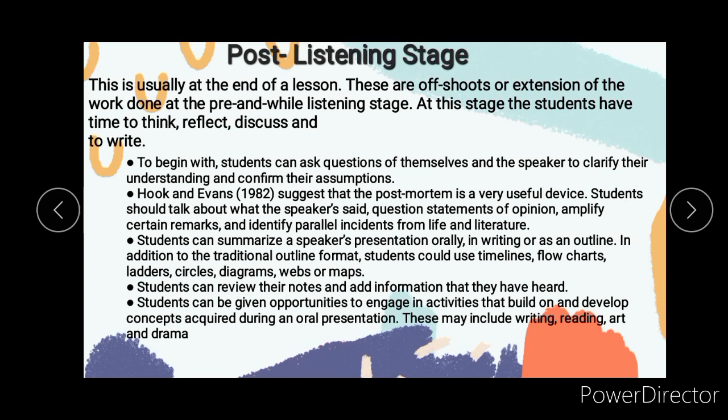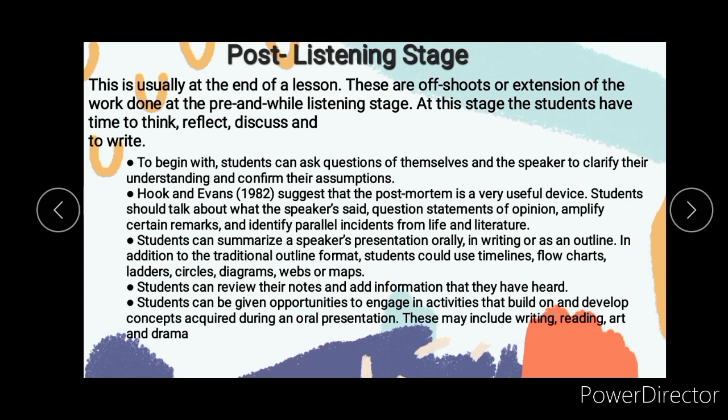Post-listening stage. This is usually at the end of a lesson. These are offshoots or extensions of the work done at the pre- and while-listening stage. At this stage, the students have time to think, reflect, discuss, and write. So students need to act upon what they heard to clarify meaning and extend their thinking. Well-planned post-listening activities are just as important as those before and during. Here are some examples.